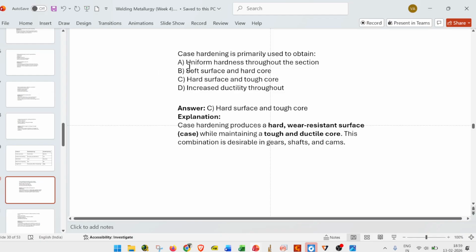Okay. So case hardening: uniform hardness throughout the section? No. Softer surface, harder core? No, because we want a harder surface and softer core. Increase the ductility throughout? No, because we want surface hardness and a tougher core. So the answer will be C. Case hardening produces hard, wear resistant surfaces while maintaining a tough and ductile core. Examples are gears, shafts, and cams.